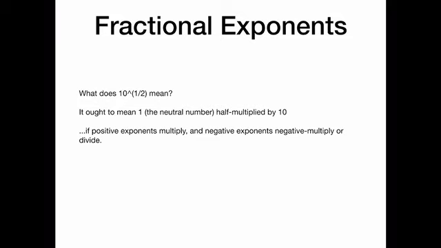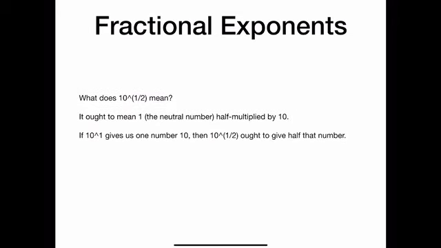Following along the pattern we were using before, the 10 to the 1/2 power ought to mean 1, the neutral number, half multiplied by 10. I'm making an extension of my invented crazy language. If to multiply is to multiply and to divide is to negative multiply, then perhaps there's a meaning for half multiply. If that does have a meaning, what would the meaning be?